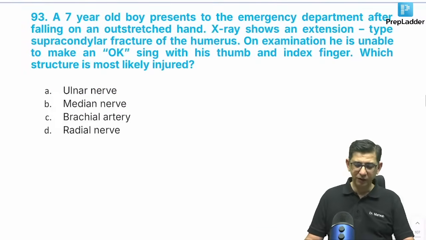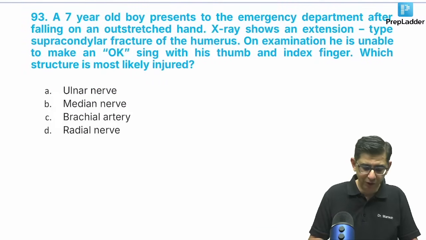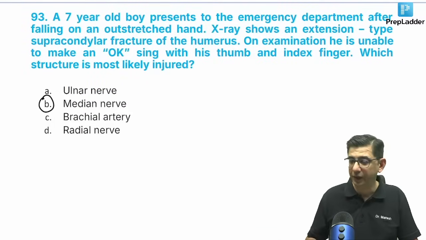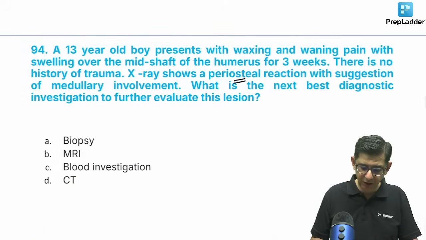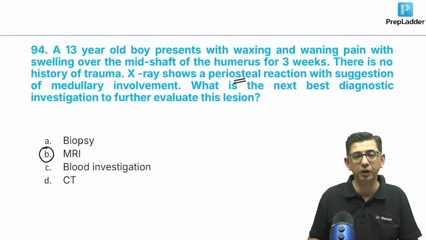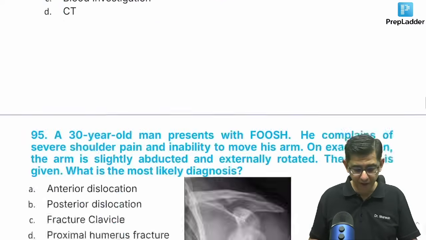Okay, orthopedics, that OK sign, that's the anterior interosseous nerve. If not given, then we'll go with the median nerve in this case. Then is periosteal reaction in the X-ray. If he says what is the next investigation, then we go for MRI. If he says best investigation, we'll go for a biopsy in the patient.